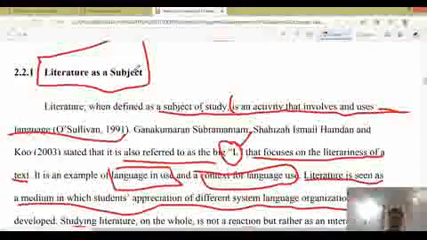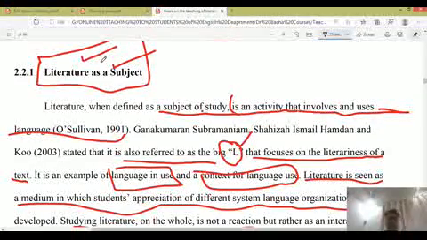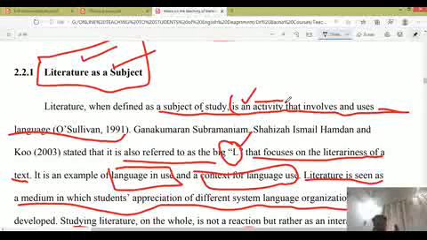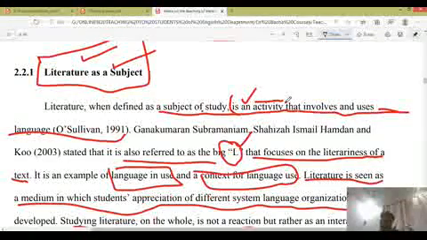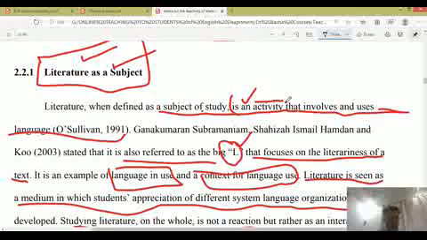So you find here that literature is a subject. When defined, literature is a subject of study. It means an activity that involves and uses language. So what does this first definition mean? When you define literature as a subject of study, it means this is a kind of activity which involves its users in making use of language.